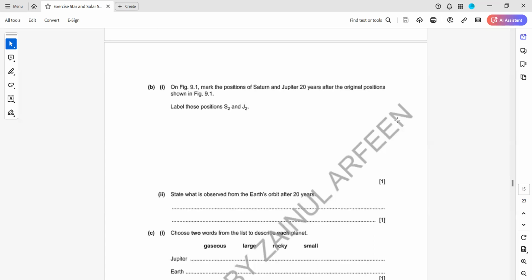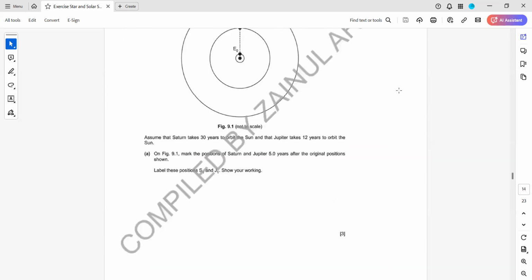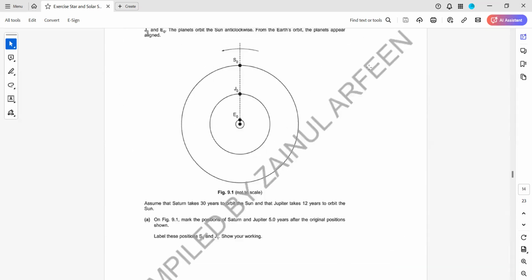Then on the figure, mark the position of Saturn and Jupiter 20 years after the original position. And that is S2. For Saturn, 20 years after, in the same way, we know the orbital period is 30 years for 360 degrees. So 20 years, it will be X. Cross multiply, you will get the angle. So 360 multiplied by 20 divided by 30. This will give us the angle, which is 240.